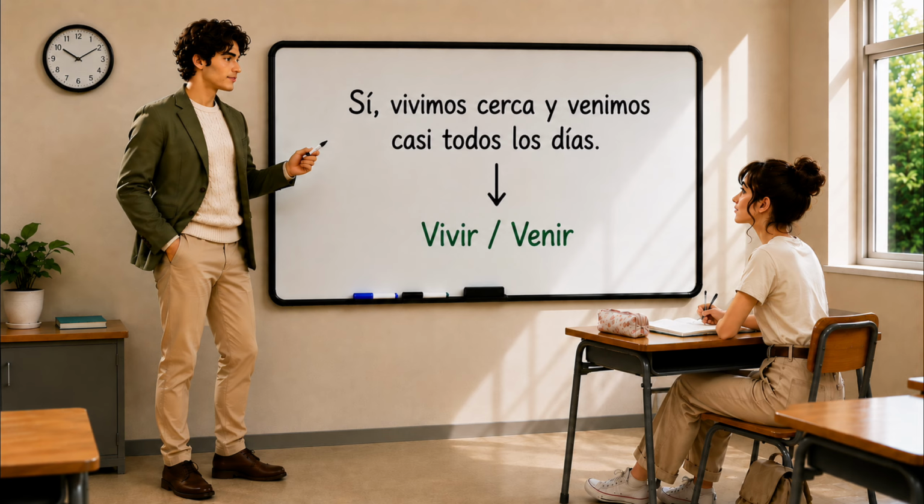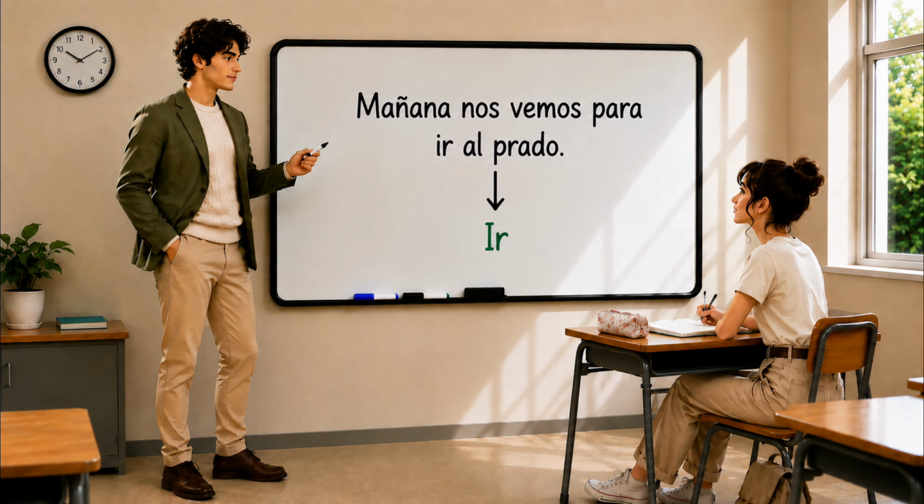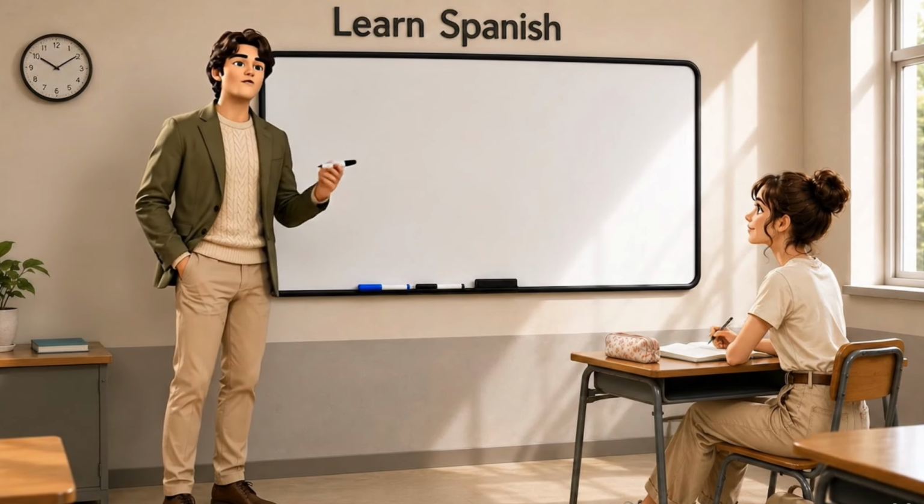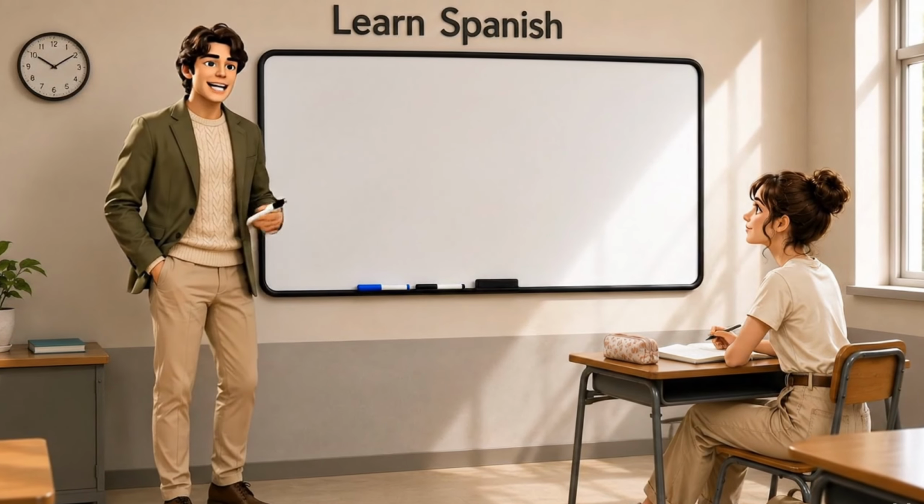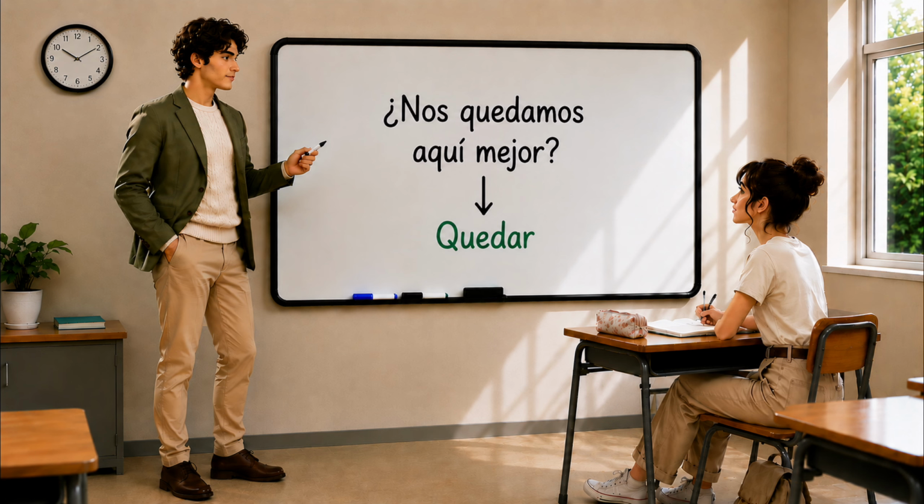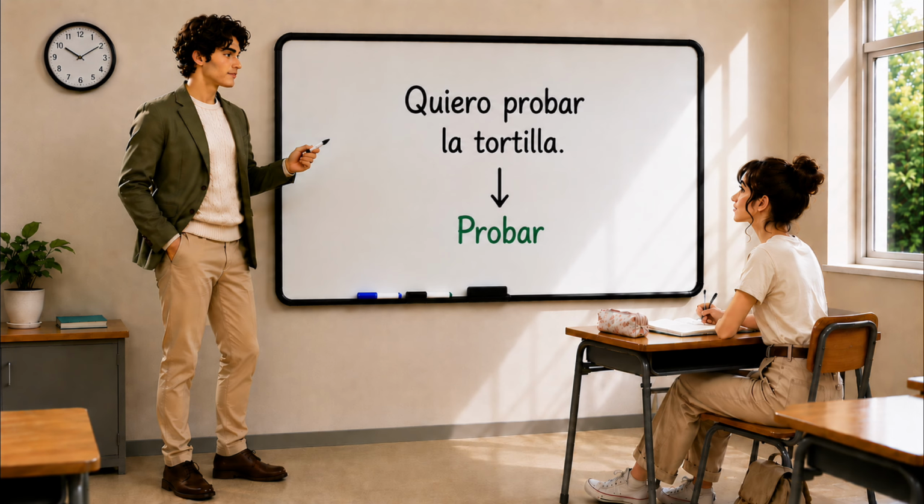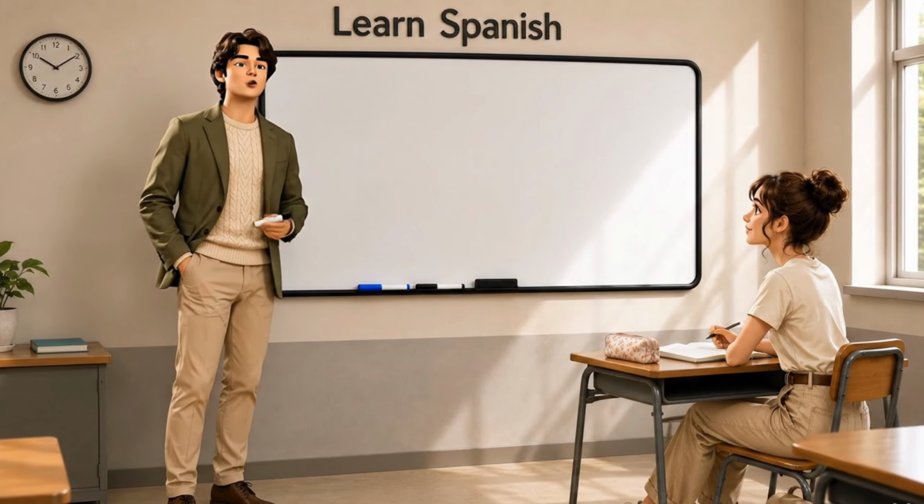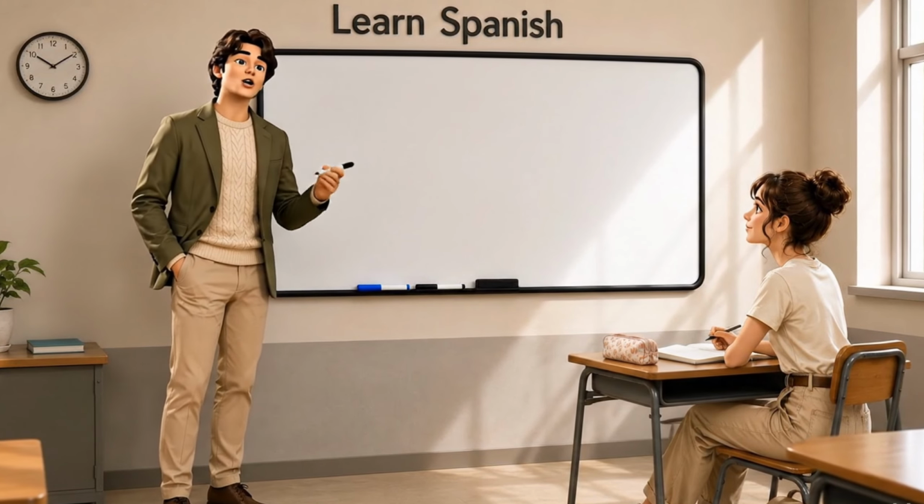This sentence contains two verbs, vivir y venir. Mañana nos vemos para ir al Prado. From the verb ir. Hoy quiero invitarte yo a cenar. From the verb querer. All these verbs are great, but you left out the AR ending. ¿Nos quedamos aquí mejor? Quedamos, from the verb quedar. Quiero probar la tortilla. Probar in infinitive. I didn't notice those verbs. No problem. You can watch the video again to finish practicing with a real conversation.